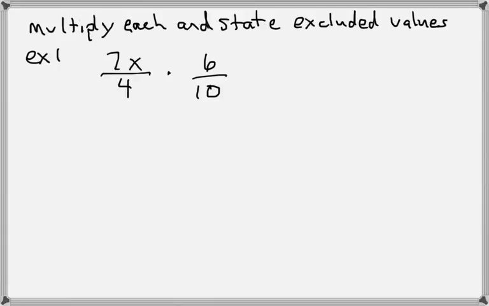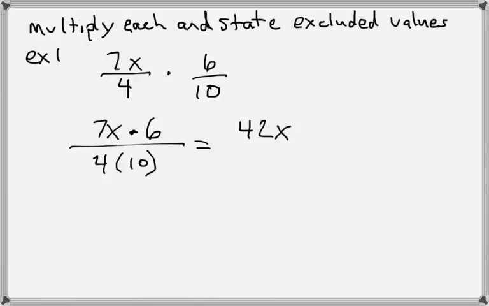So to multiply these, I'm going to go ahead and take numerator times numerator. So I take a 7x times the 6, and I take the 4 times the 10. 7x times 6 is going to be a 42x, and a 4 times 10 is a 40. I can simplify these by dividing top and bottom by 2, which is going to give me a 21x over 20. And I cannot simplify any further.